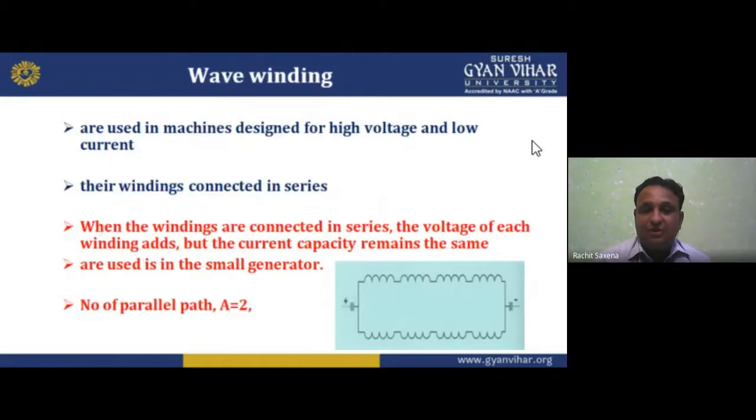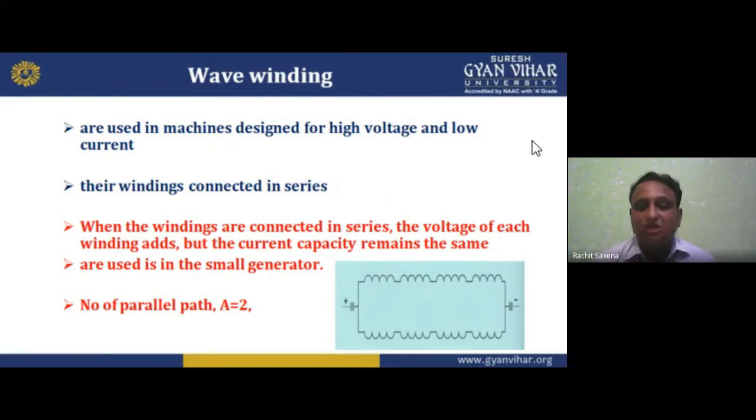If I am talking about the wave winding, it is a series connection and it is used for high voltage, low current. We connect the windings in series. Because in series, what happens? Current remains the same, but voltage changes. So we want to make current lower but voltage higher. So high voltage and low current. I hope you understand. When the windings are connected in series, the voltage of each winding adds, but the current capacity remains the same.